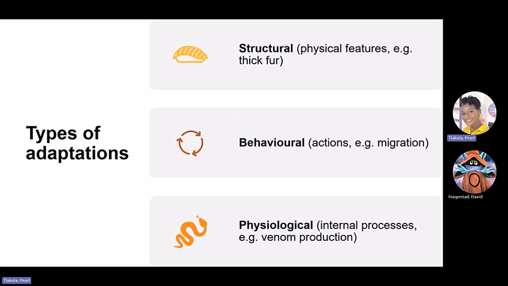So types of adaptation. We have what we call structural adaptation, which are physical features, like thick fur in animals that live in cold areas. We also have behavioral adaptation, such as what animals or people or insects or plants do, the actions they perform in order to survive. For an example, animals migrate from one ecosystem to another in order to survive. Let's say in that ecosystem there is no water, maybe there's drought. Animals tend to move to areas where there is water.